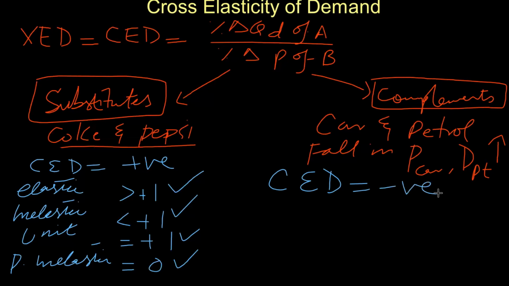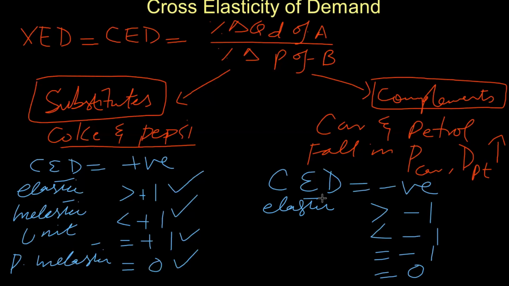Cross elasticity of demand for complements is always negative, and negative is because of negative relationship between change in price of one product and demand for another. However, it can be greater than 1, it can be less than 1, it can be equal to 1, or it can be equal to 0. Whenever cross elasticity of demand is greater than 1, it is called elastic demand. Again, keep in mind that negative sign shows the negative relationship between price of one product and demand for another product. So it is showing just the relationship.